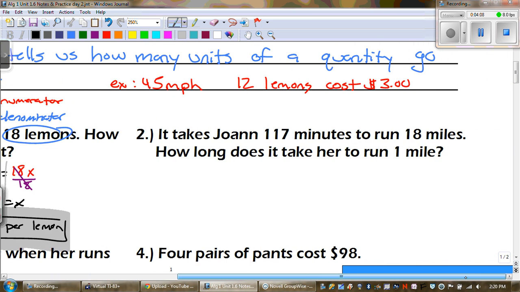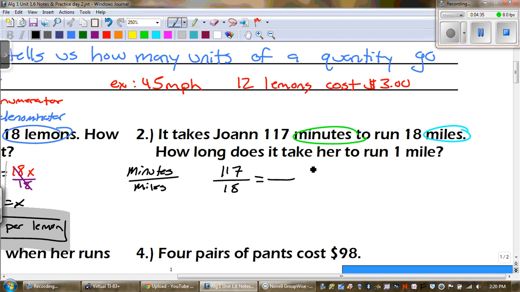All right, let's go ahead and do the next one. It takes Joanne 117 minutes to run 18 miles. So we've got minutes and miles. The minutes go on top and the miles go on the bottom. So I know that our first proportion is 117 over 18. Now let's read the question. How long does it take her to run 1 mile? We know the mile, we just don't know what the minutes are.